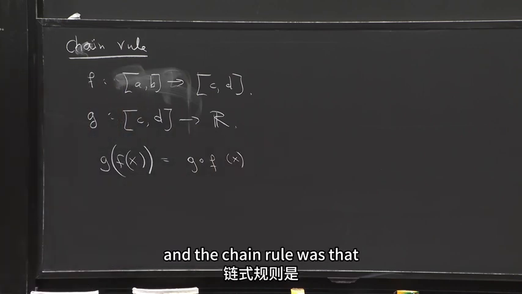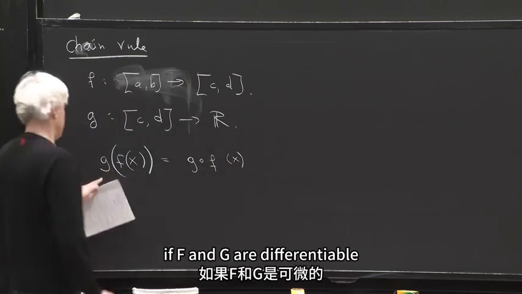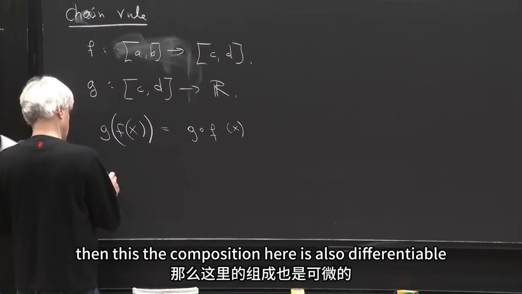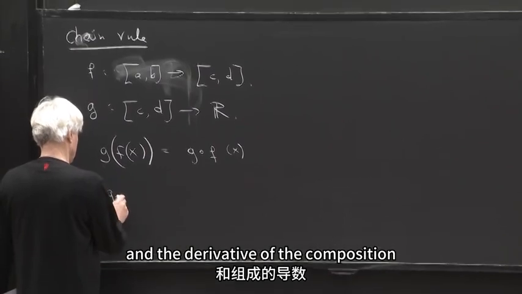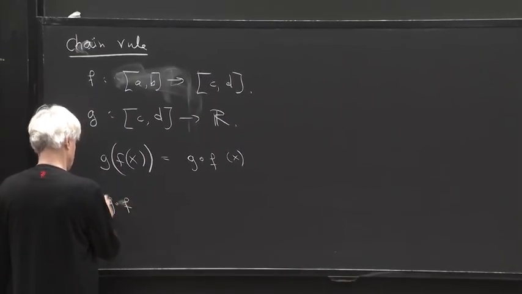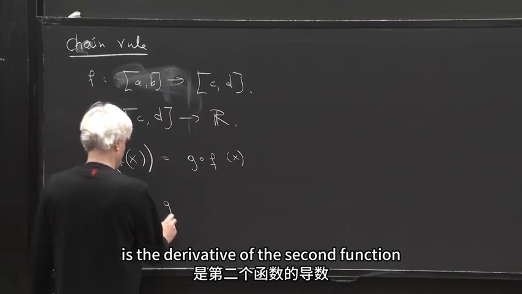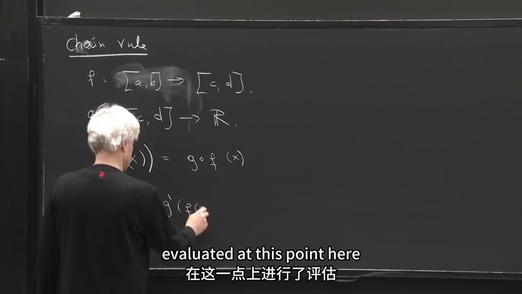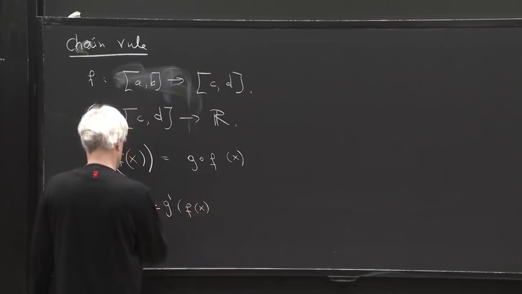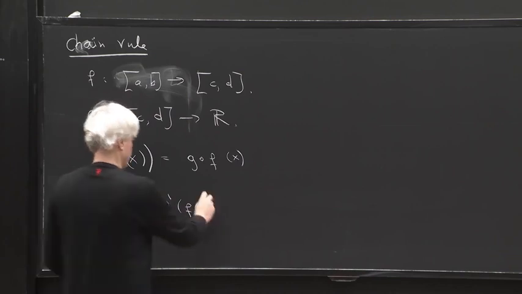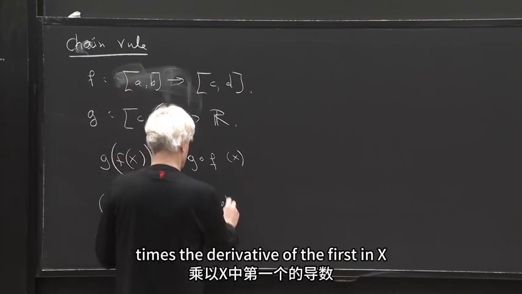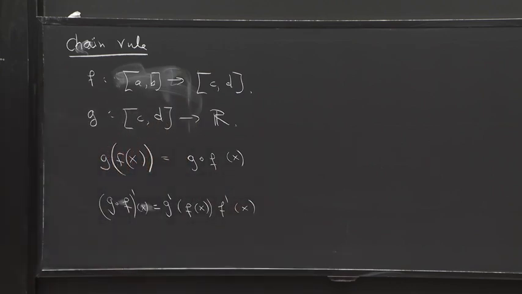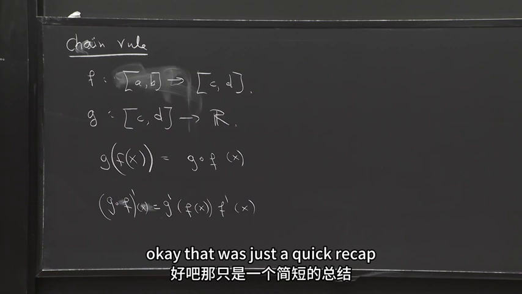And the chain rule was that if f and g are differentiable, then the composition here is also differentiable, and the derivative of the composition is the derivative of the second function evaluated at this point here times the derivative of the first in x. So this was the chain rule. Okay, that was just a quick recap.